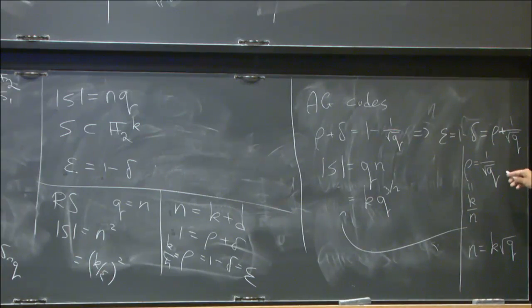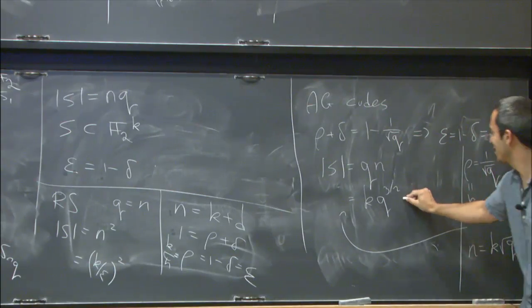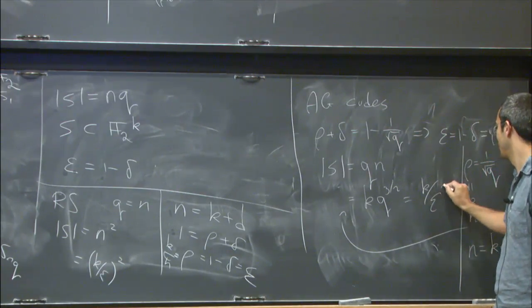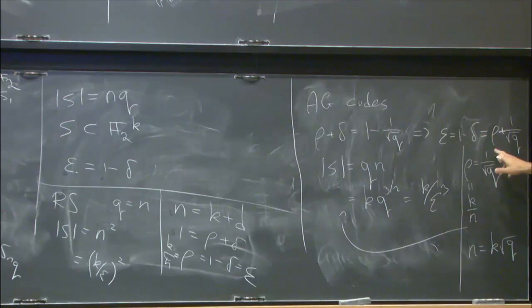and q we set it to be... Well, I made a mess. Where is epsilon? Right, epsilon. Exactly. So it's k over epsilon cube, because epsilon is more or less, up to a factor of 2, 1 over square root of q. So q to the 3/2 is just 1 over epsilon cube. Right, thanks. So this is the second construction.